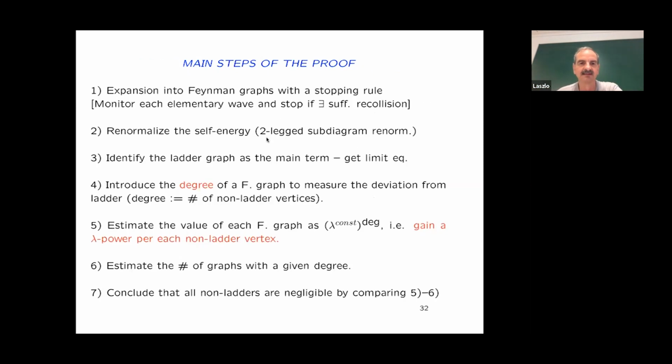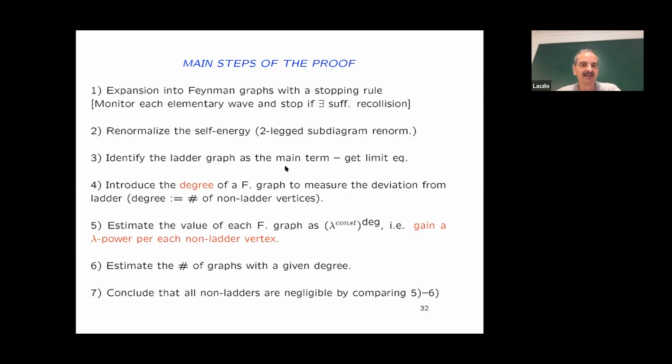And so there's a big Feynman diagrammatic expansion, and each of these Feynman diagrams expresses one of the elementary waves indicated before. Then you have to do various things with the analysis of these Feynman diagrams. The first thing that you have to do is what is called the renormalization of the self-energy, the so-called two-legged subdiagram renormalization. This is one thing that you do.